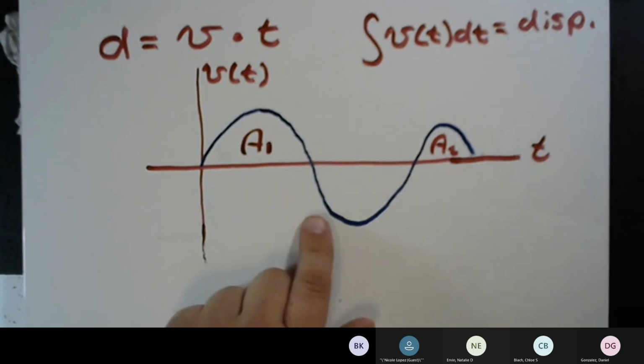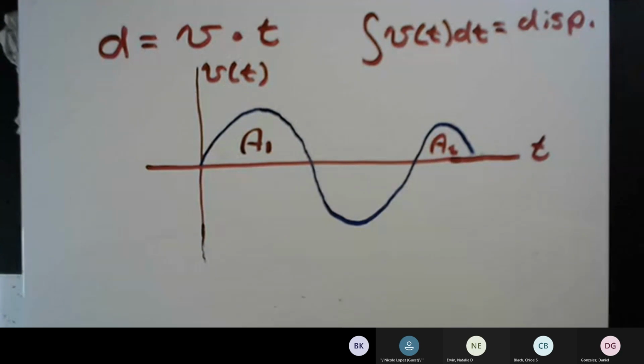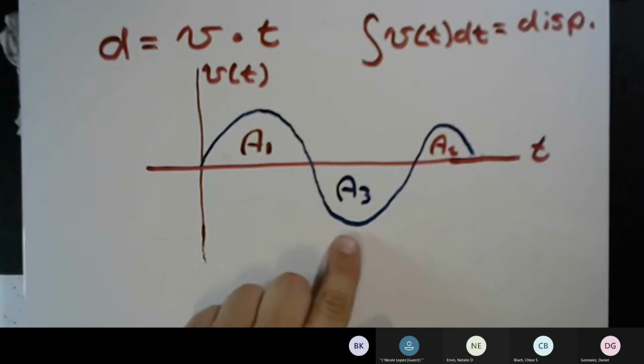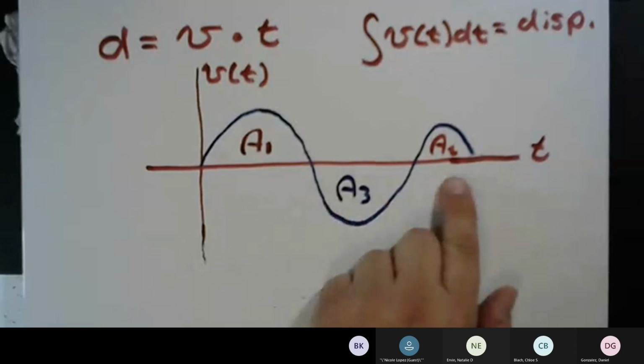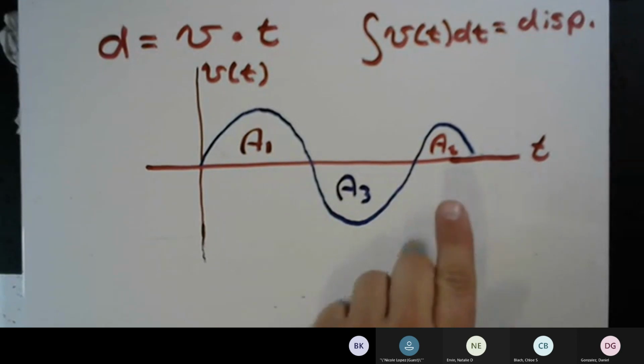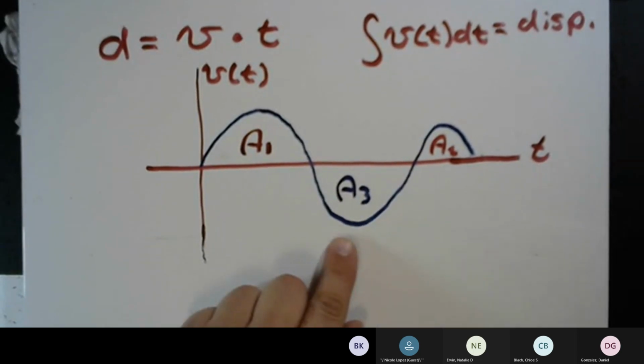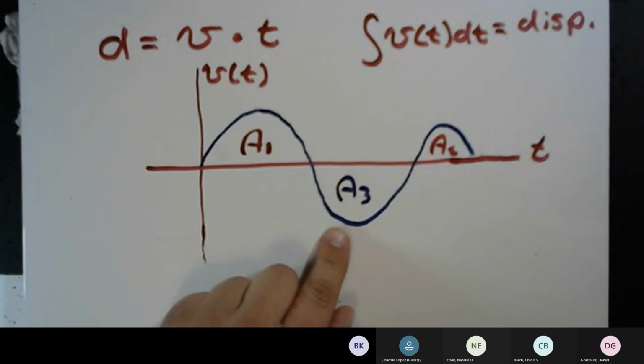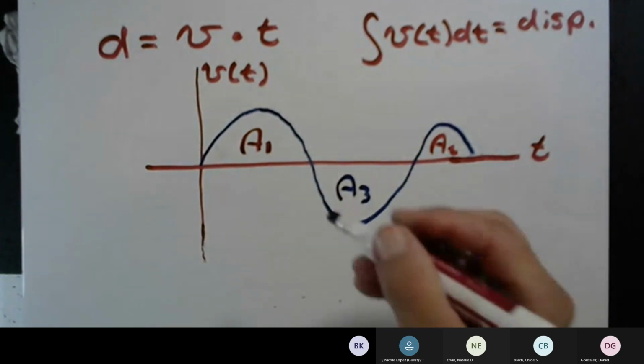But here the velocity is negative, which means you're driving back to the starting point. So this is going to take away from the distance you are away from your starting point. So you could have driven 10 miles, driven 5, then backtracked 7 miles.